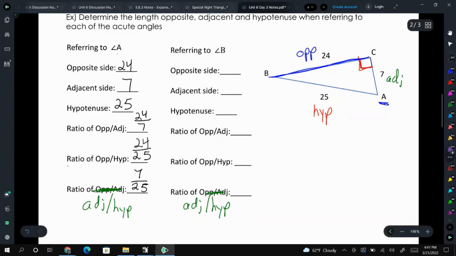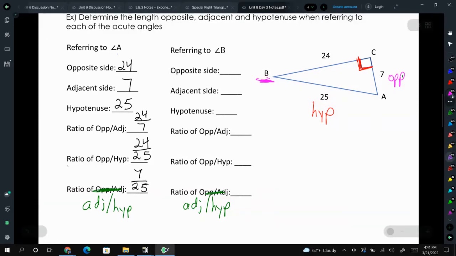Now let's look at referring to angle B. Well, angle B is right here. Our hypotenuse doesn't change. But now 7 is the opposite side because it doesn't touch the angle B right here. And the adjacent side is 24 because it's the only one left.